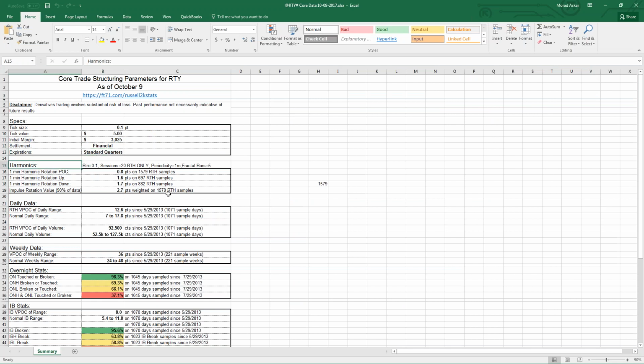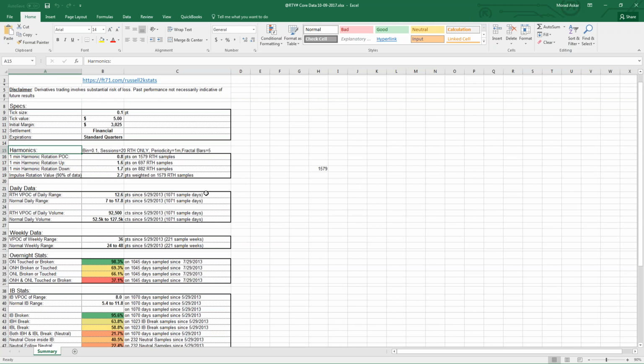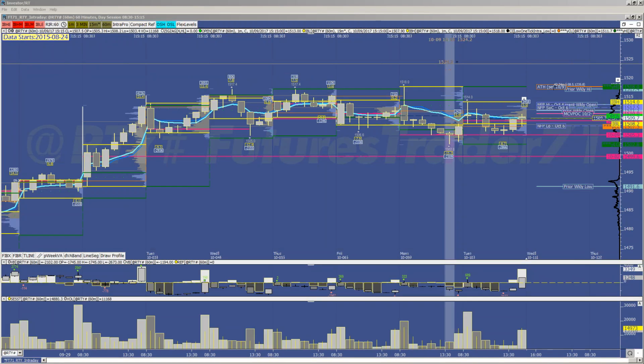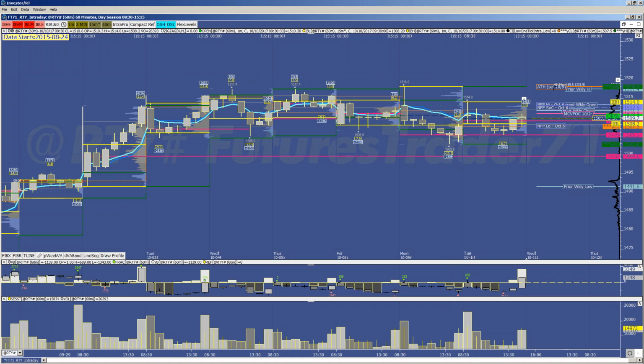Next, we get into harmonics, right? That's the first thing I want to find out. What is the normal rotation on a 1-minute basis of any given product? Now, you can do this using Excel. It's very long-winded and it's kind of difficult to do. Instead, what I do is I use a study that's built into IRT. It's called a fractal rotation study, okay?